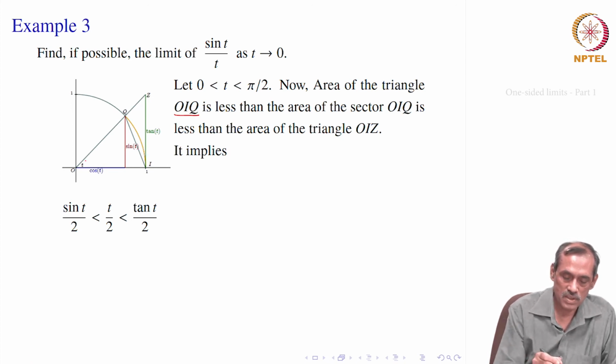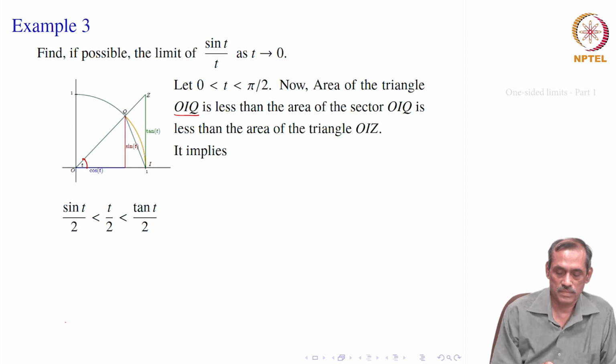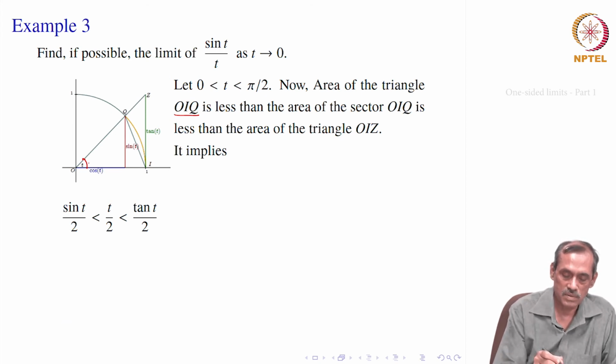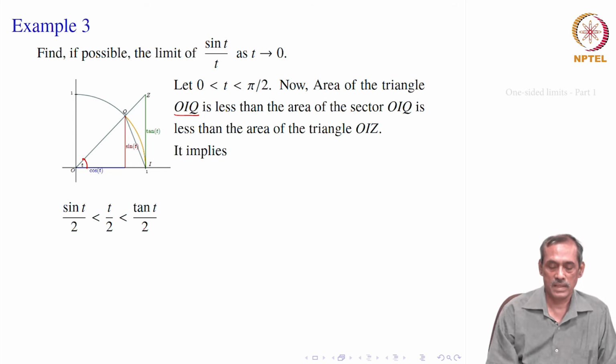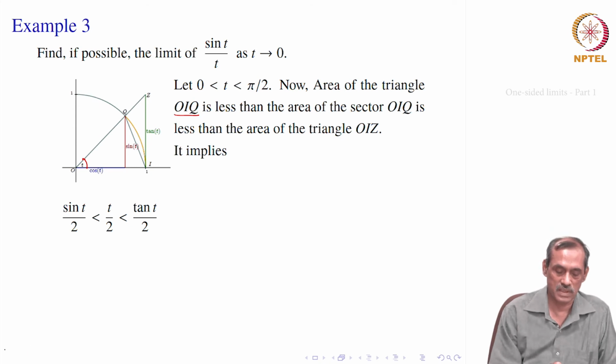And since this is T, and if you measure this in radians, the area of the sector is equal to T by 2. This length is T, so it is T by 2. And the area of the triangle OZI is again tan T multiplied by the base, 1, divided by 2. So it is tan T by 2. That is why you get the inequality sin T by 2 less than T by 2 less than tan T by 2.